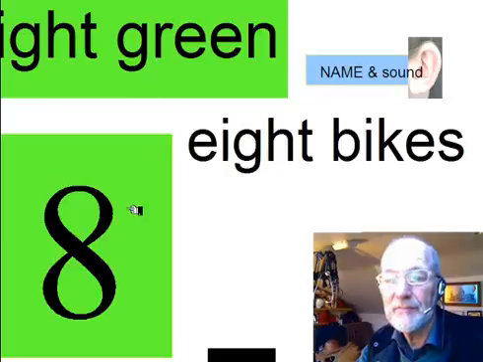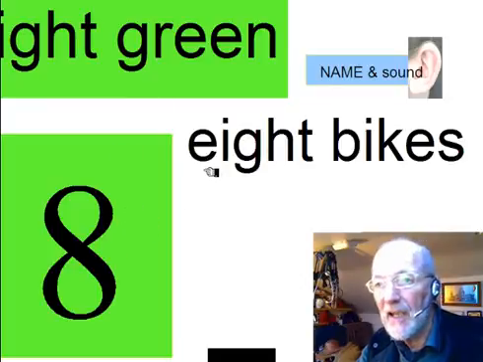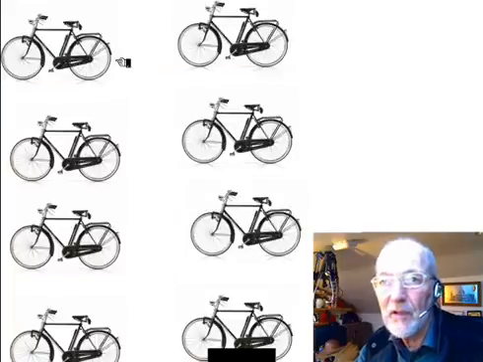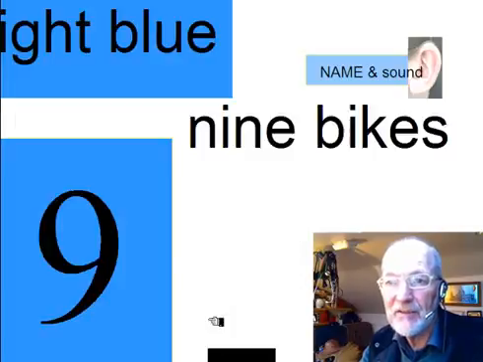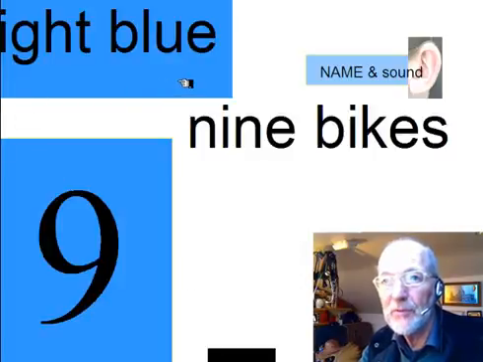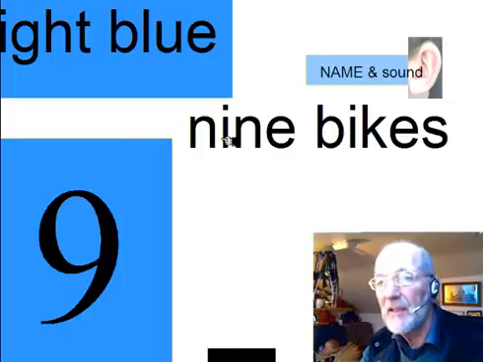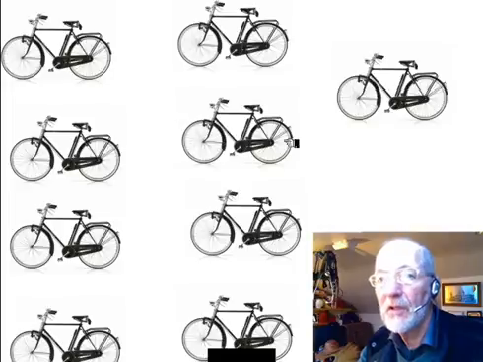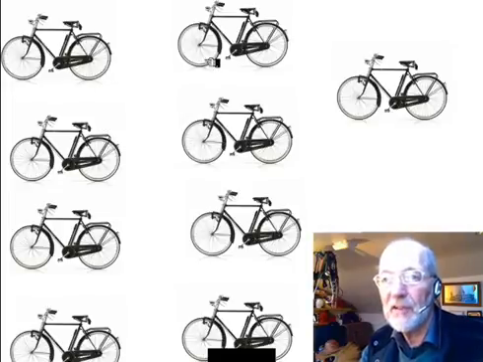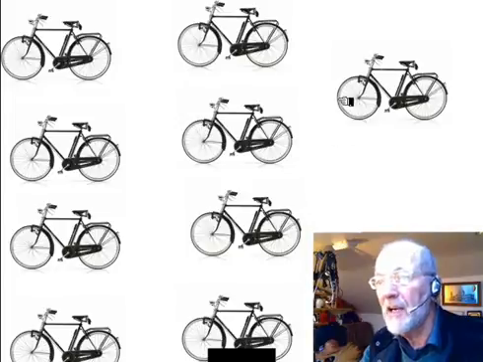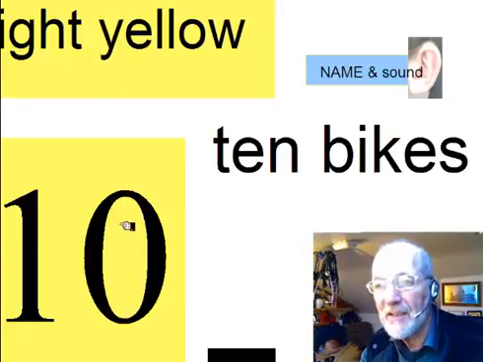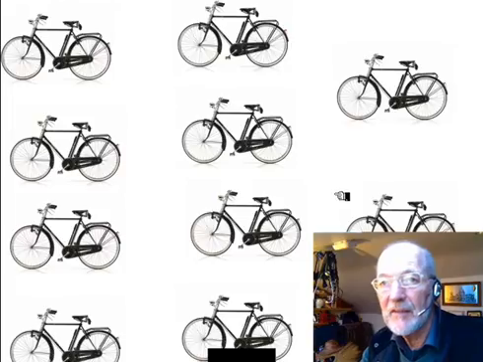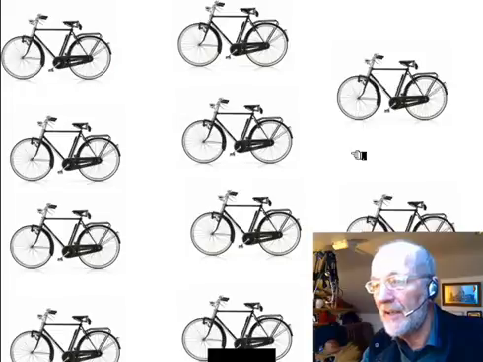Light green. 8. 8 bikes. 1, 2, 3, 4, 5, 6, 7, 8. Light blue. 9. 9 bikes. 1 to 9. Light yellow. 10. 10 bikes. 1 to 10.